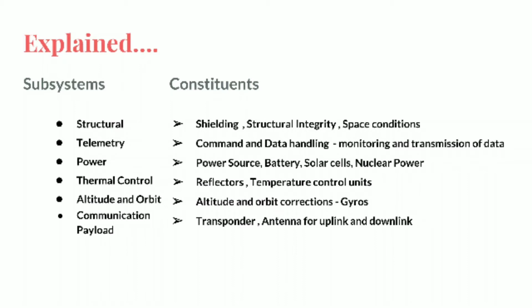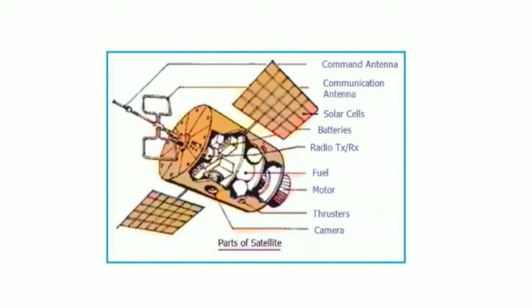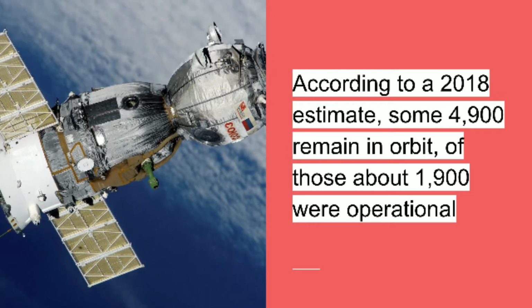As you can see, these are the parts of any satellite system: command antenna, communication antenna, solar cells, batteries, radio, transmission receiver, fuel, motor, thrusters, and camera. So these are the generic parts of a conventional satellite.